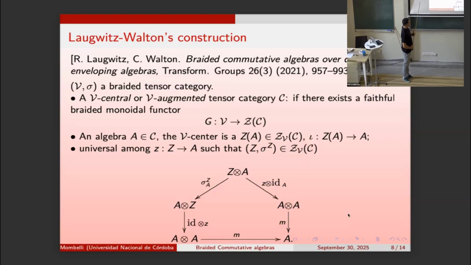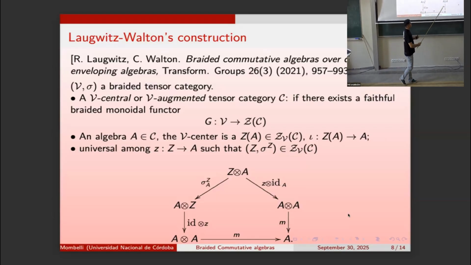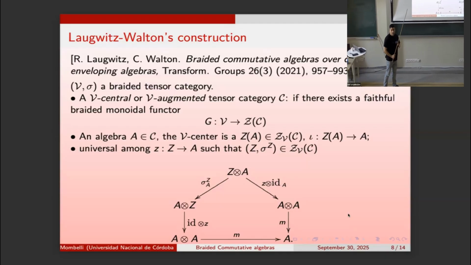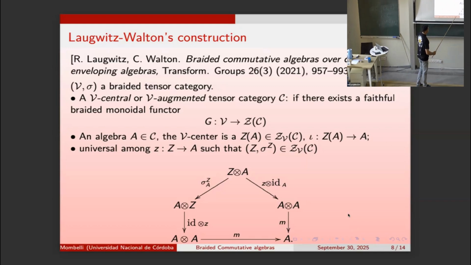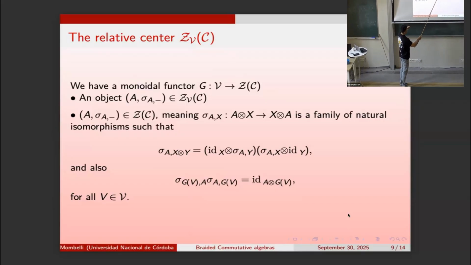In this case, they gave a very similar definition of the full center. Given an algebra A in C, the B-center is some algebra in the relative center of C that comes with an inclusion in A and satisfies some universality condition. The universality condition is basically the same. Now I will explain what a relative center is and some examples of augmented tensor categories. The relative center consists of pairs of objects in the Drinfeld center with a half braiding that are transparent with objects that come from B.